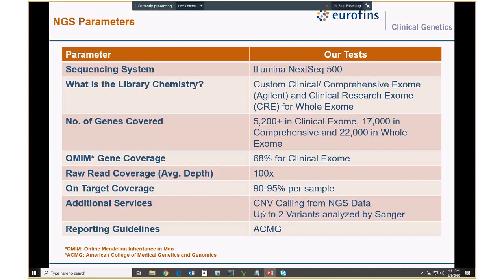And do you have additional services? For example, we offer complementary CNV or deletion duplication analysis from NGS data. And we also provide confirmatory Sanger sequencing for the particular case.